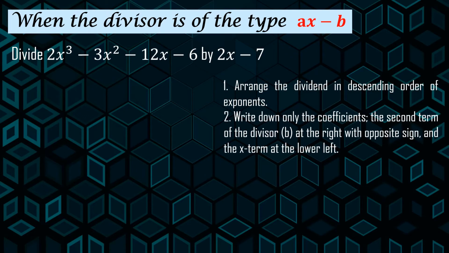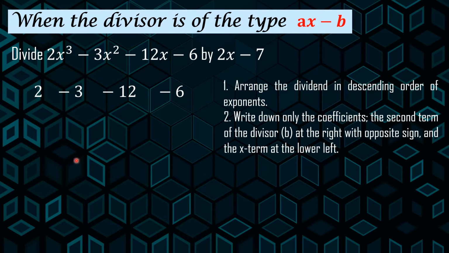Okay. Second step is to write down only the coefficients, the second term of the divisor b at the right with opposite sign, and the x term at the lower left. So, dun muna tayo sa write down only the coefficients. So, isulat natin ang mga coefficients ng given dividend. 2, negative 3, negative 12, and negative 6.